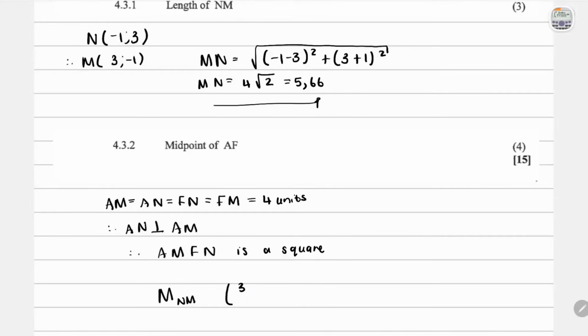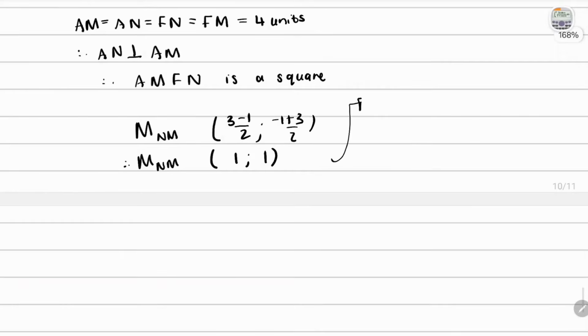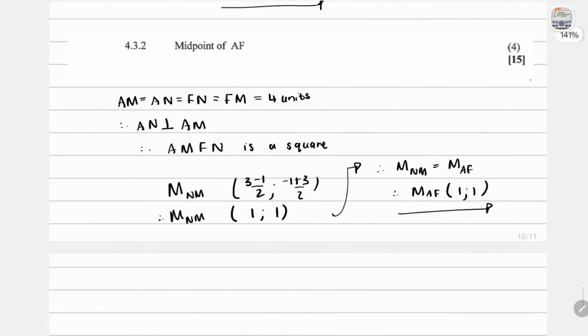So that's 3 plus -1, which is -1 over 2, and -1 plus 3 over 2. So the midpoint of NM is simply going to be, that is 2 divided by 2 is 1, and 3 minus 1 is 2 divided by 2 is 1. It's 1 and 1. And we'll also just tell them that the midpoint of NM is exactly the same as the midpoint of AF. So therefore, the midpoint of AF is 1 and 1. And that is our answer.